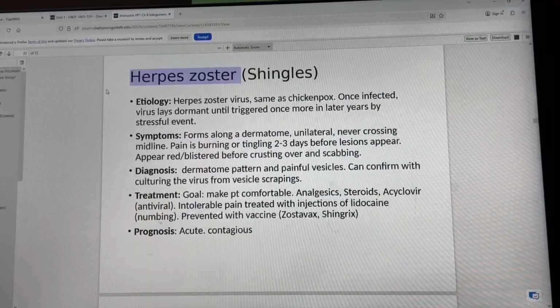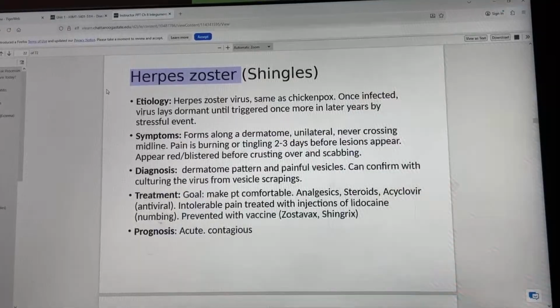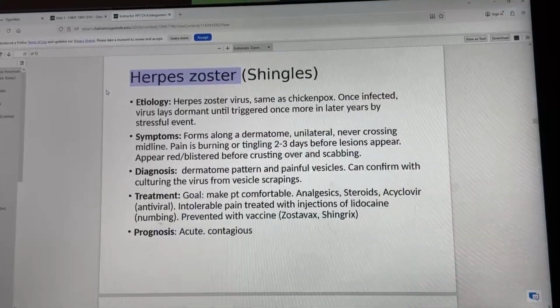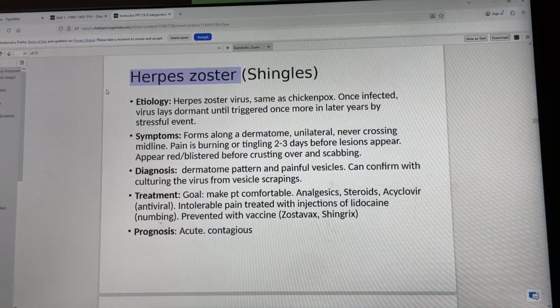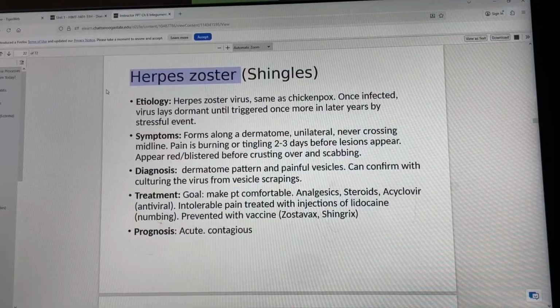But when you get triggered later in life, maybe you get really sick or really stressed, or have a massive car accident and all your bones are broken, something that's going to stress your body, the herpes zoster can take that opportunity to flare up while you're at your weakest.